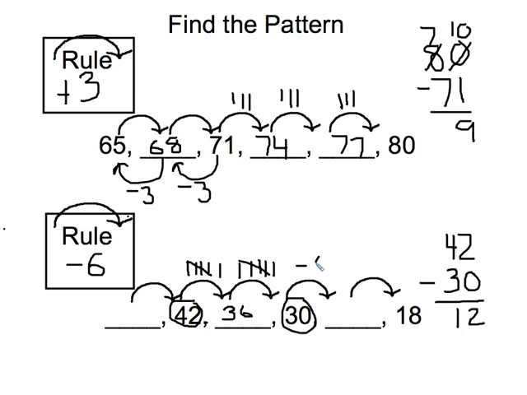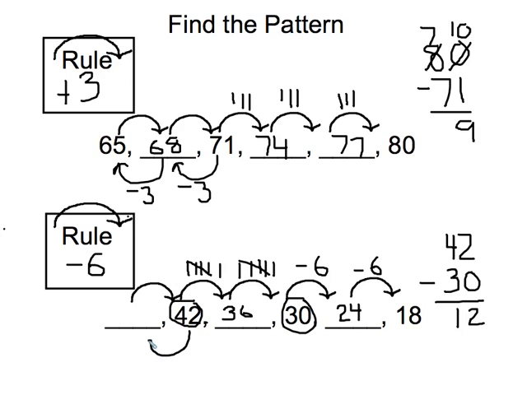So every time I go forward, I'm going to subtract 6. 30 take away 6 is going to give me 24. And then just to double check, I want to say 24 minus 6. Well, 24 minus 4 is 20, and then back up another 2 gives me my 18. I know I did it right.